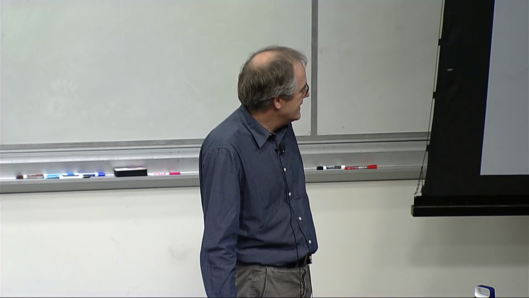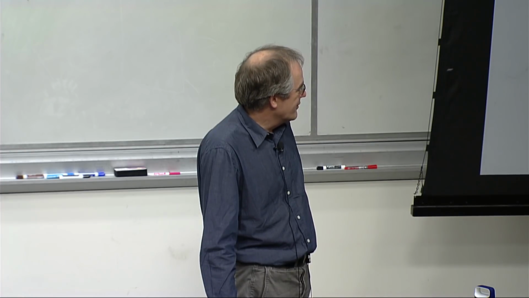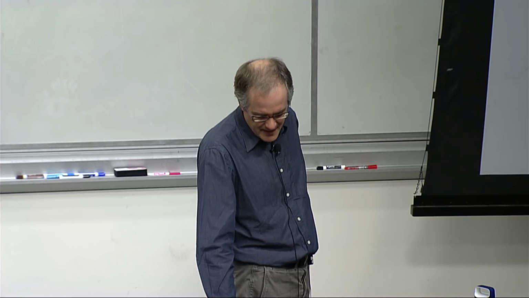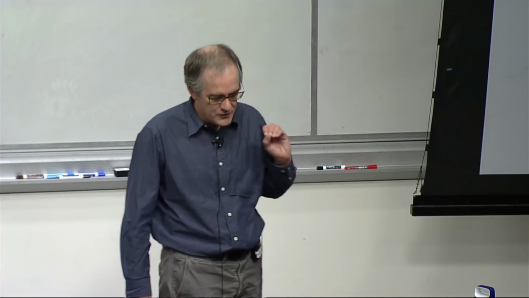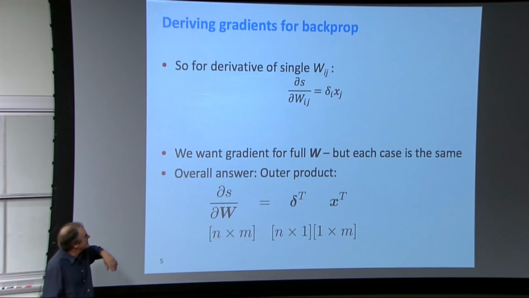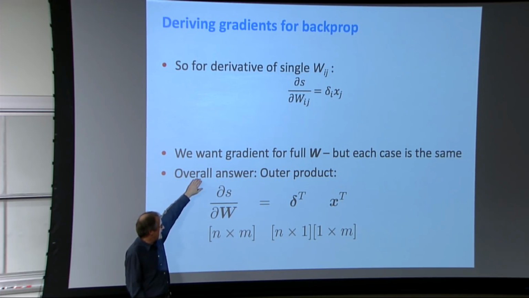So for every cell of the Jacobian for W, it's going to be xj. That means we're just going to be able to make use of that in calculating our Jacobian. So the derivative for a single wij is delta i xj, and that's true for all cells. So we want to have a matrix for our Jacobian which has delta i xj in every cell of it. And the way we can create that is by using an outer product.